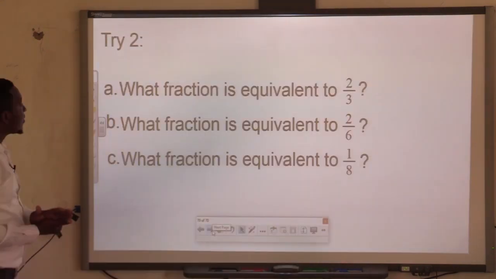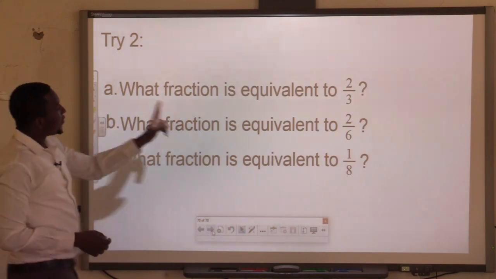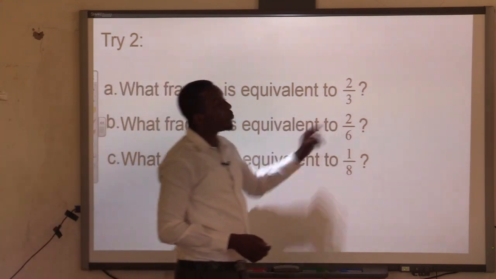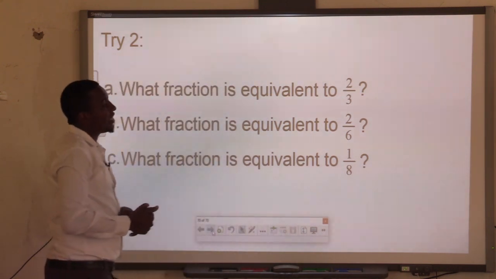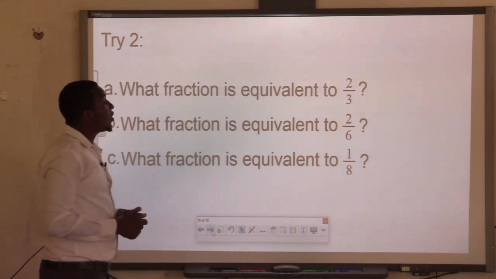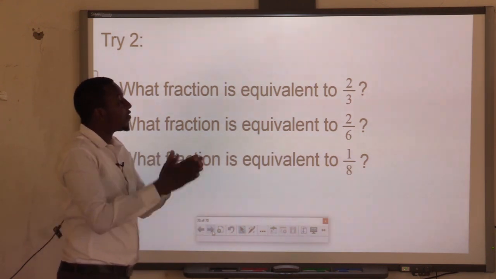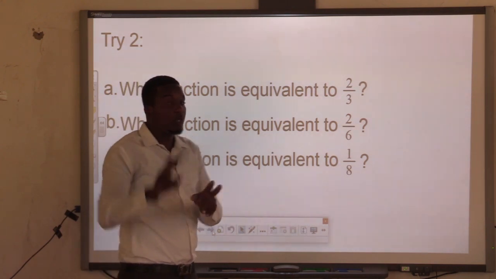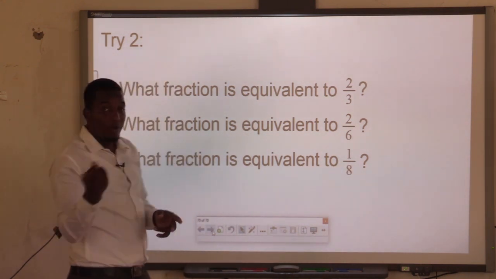Try questions that I want you to do is, what fraction is equivalent to 2 over 3? We said if you have a fraction, you can find another fraction that is equivalent to that fraction. We use two ways of doing that. One is using multiplication, and the other one is using division.